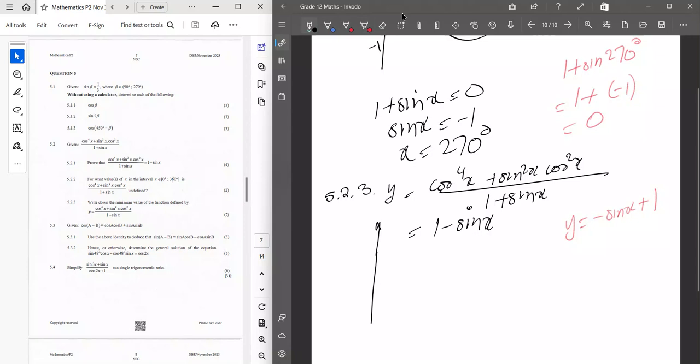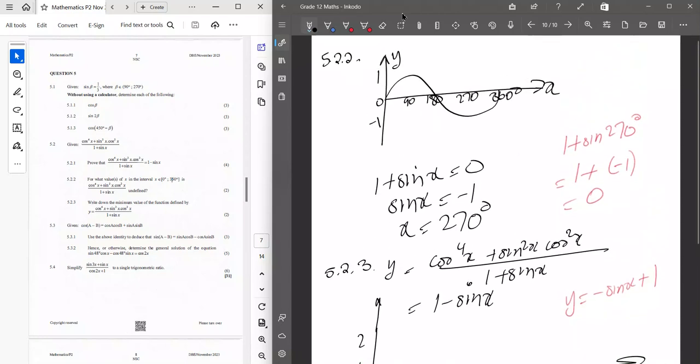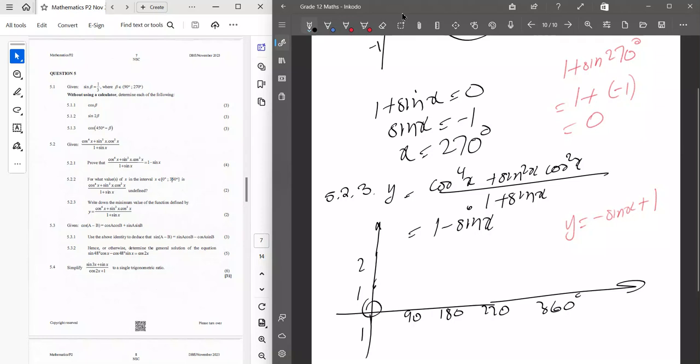Okay, so now 90, 180, 270, 360. I already have my answer, guys, but I just want to show you. Our answer is 0. So now it is this graph but shifted 1 unit up. Every point is shifted 1 unit up. Instead of being at 0, it'll be at 1. This being at 1, it'll be at 2, just like that. Now this is your answer.